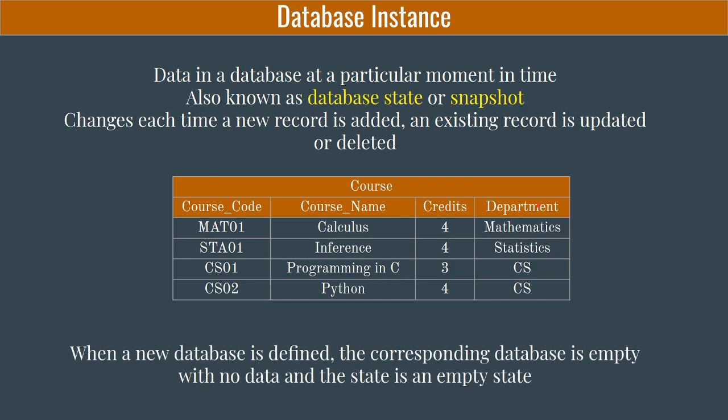When a new database is defined, the corresponding database is empty. So the first time you create a database, you will create only structures. There won't be any data in it. Then the database is in an empty state. When you add data, the current state will change, and every time you add, update or delete something in the database, the state of the database will change. So these two terms should be kept in mind: database schema and database instance.